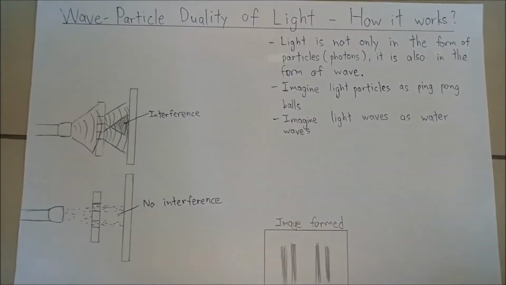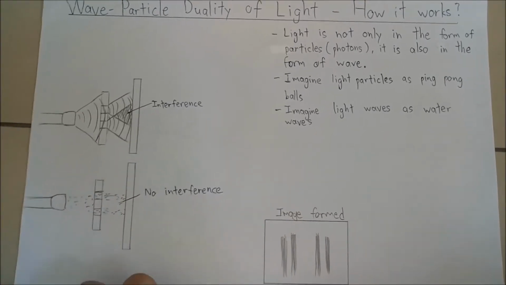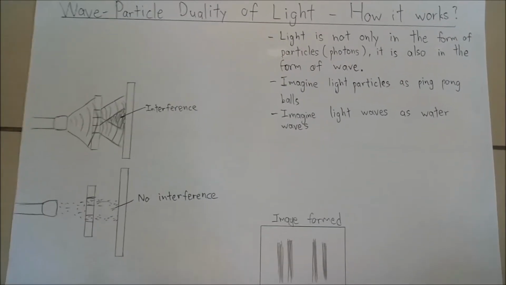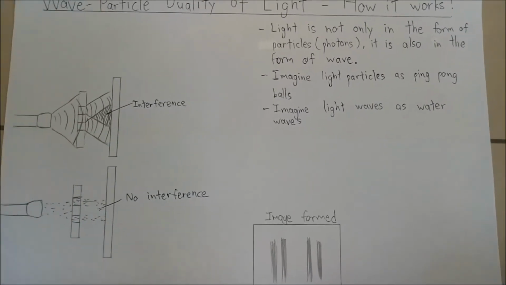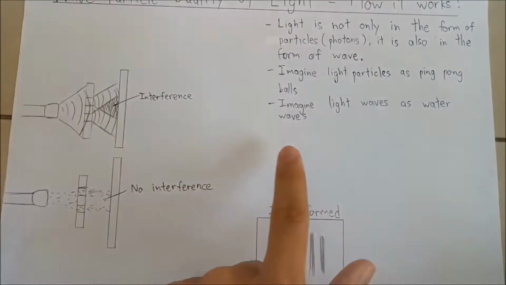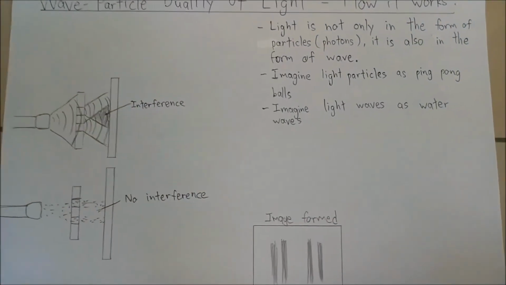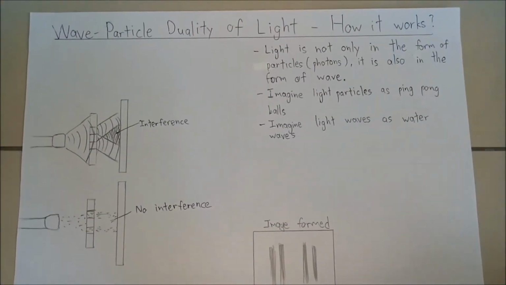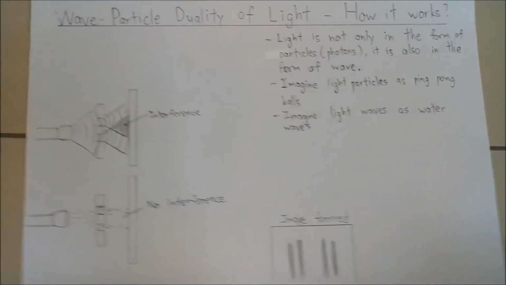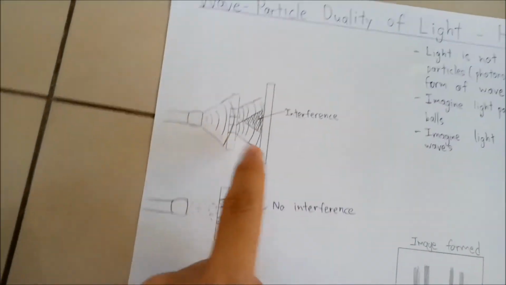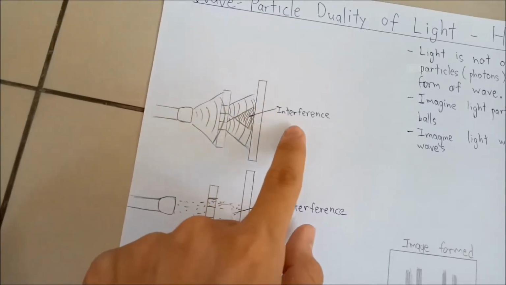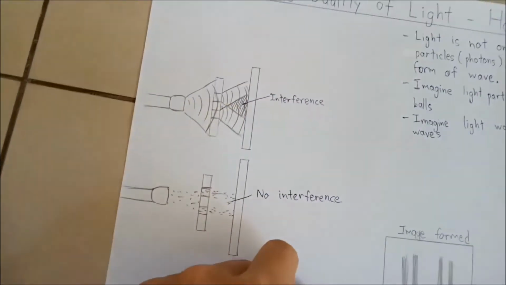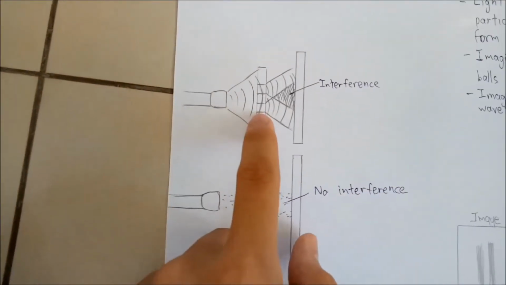Now imagine that light is composed of particles and waves at the same time, and those waves are water waves. Now when the water waves pass through the two holes, they will spread again, and thus form an interference, like what is shown in this diagram.